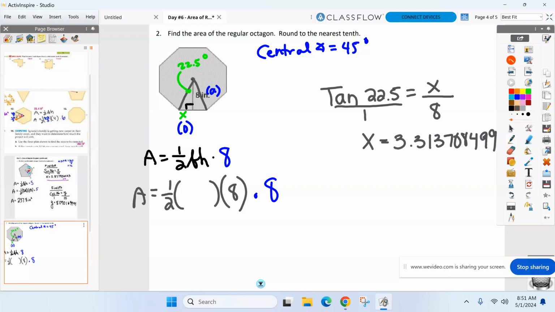Don't fall into the trap, though. Are you plugging this value that you just found from using tangent into the formula? No, why? This is half the base, remember, half the base. You need to double that bad boy before you plug it into the formula. This is only half the base. And then this number can get plugged in.